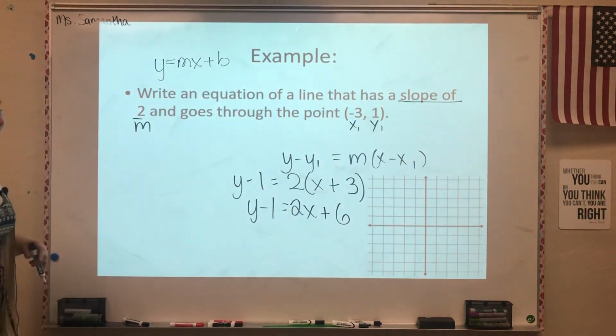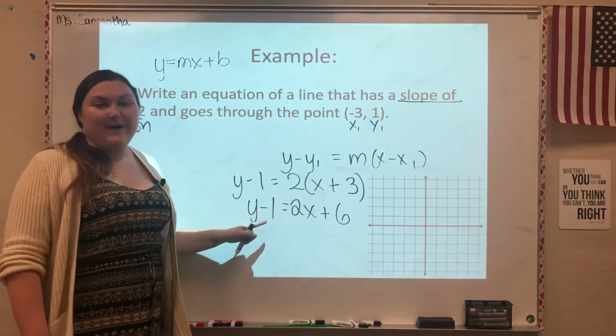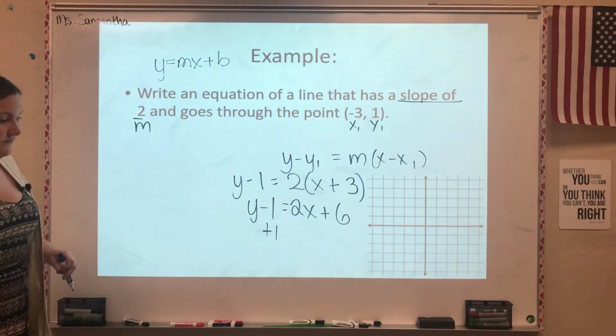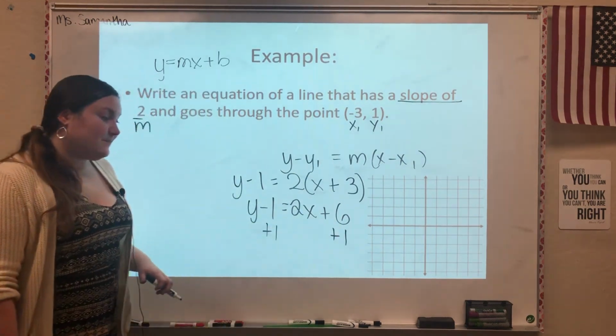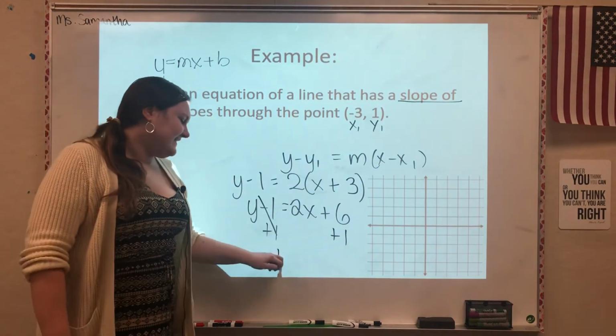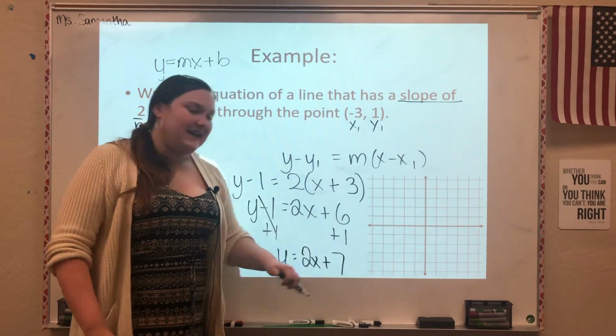Now there's one other thing we need to do. Well, our formula says y equals. I don't have y by itself yet. I need to get rid of that minus 1 with a plus 1. I'm going to add 1 over here to my 6 as well, because whatever you do on one side, you do on the other. And that's going to leave me with y equals 2x plus 7.